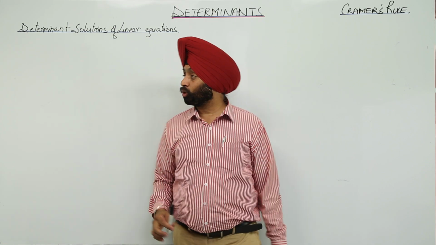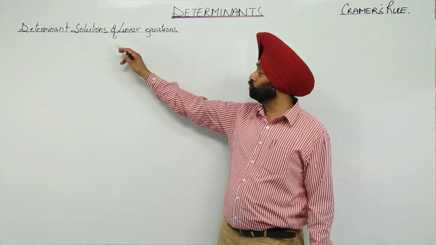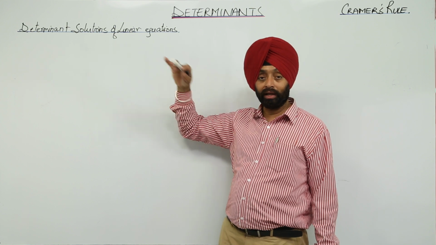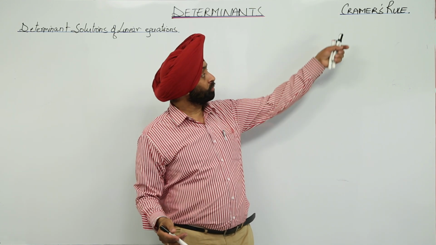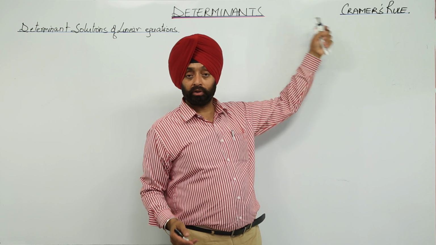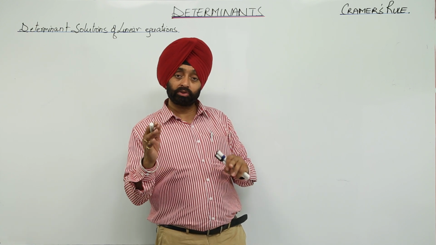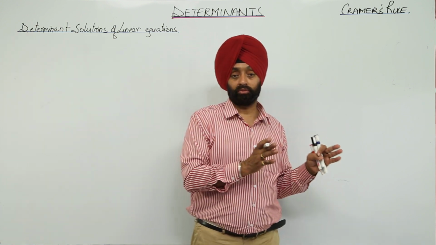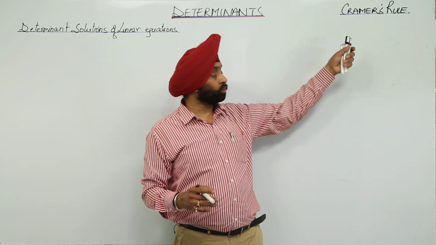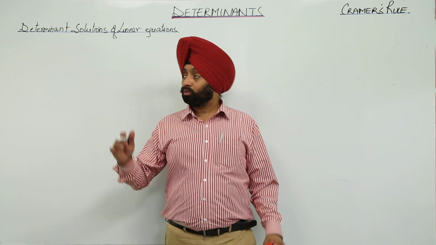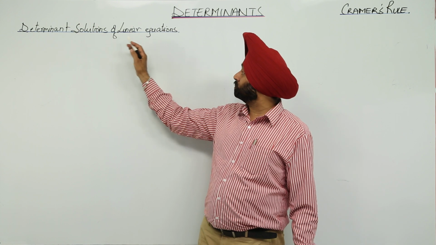Now, very interesting topic. It is determinant solutions of the linear equations, and by which method we are going to do? By Cramer's rule. Okay. So, we are having Cramer's rule and then we are having a matrix rule. First thing is that we are going with Cramer's rule. Now, it is written determinant solutions of the linear equation.